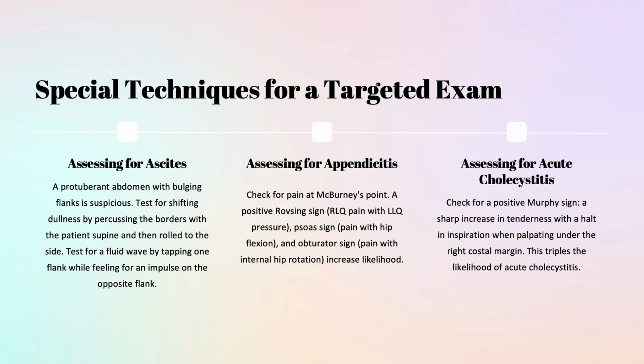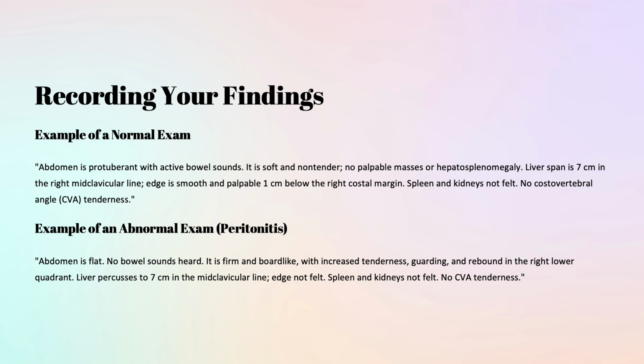So in other words, you place your hand over the right costal margin, the border of the ribs on the right side of the patient, and then you ask them to inhale. And if the patient suddenly stops inhaling because of pain, then that suggests acute cholecystitis. This sign alone triples the likelihood of having acute cholecystitis. And that's it. But before we finish, let's try to learn how to record the findings.